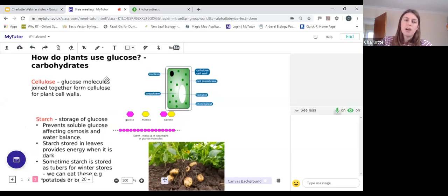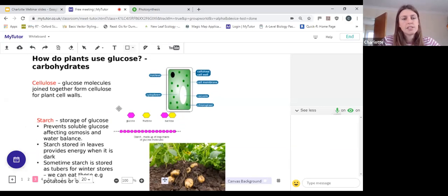Okay, so we'll start with how plants use glucose for carbohydrates. There are two types of molecule that have a key component of glucose in plants. You can see this diagram in the middle of the screen with the purple and yellow hexagons. We have glucose there in the pink, and they've also given examples of other carbohydrates that are present in plants. So fructose is another one that's used in fruit, funnily enough.